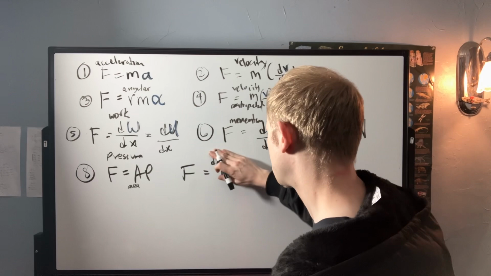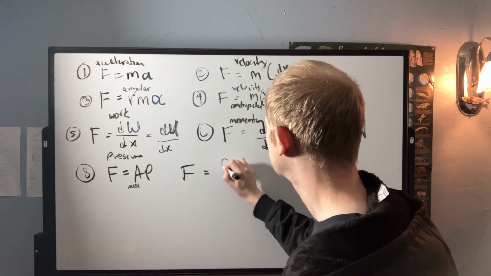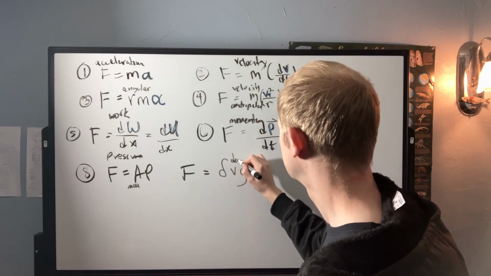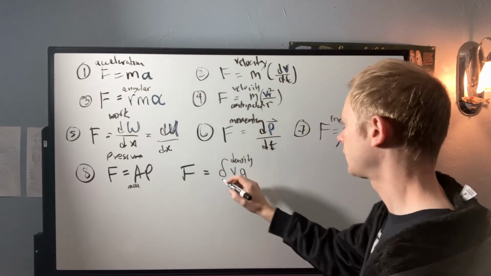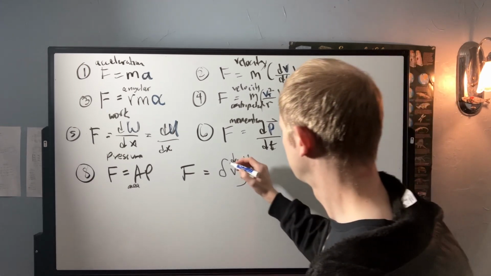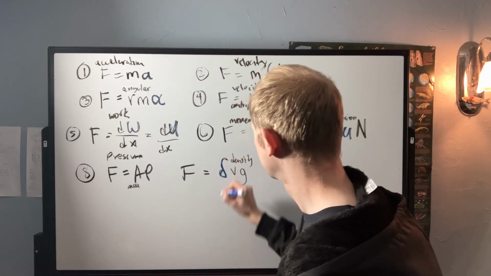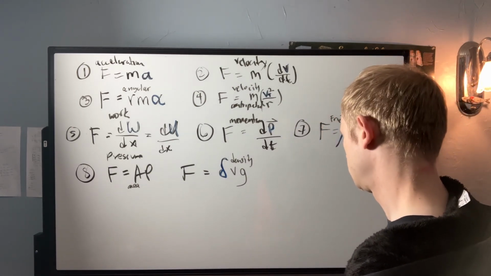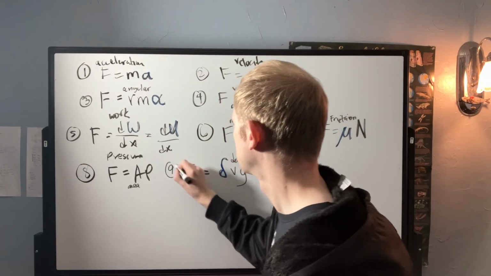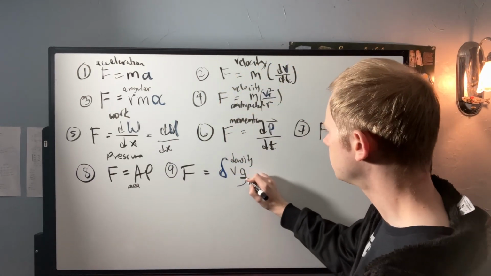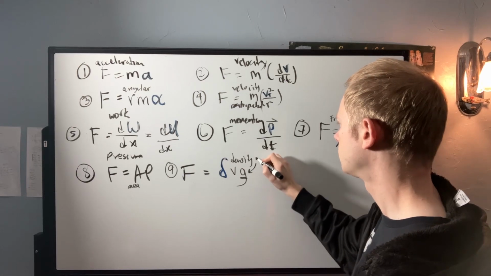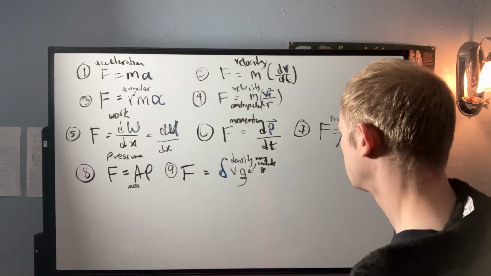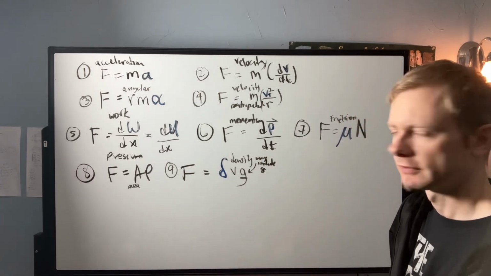Actually, we should take a look more at DVG, this one over here. DVG, this would be density. Let's say you're given density. And this is the equation number 9. Sometimes density may already include G already, so you may not even have to calculate that.